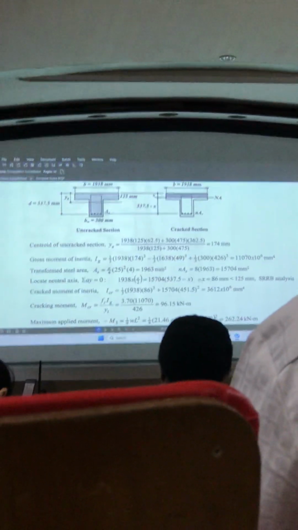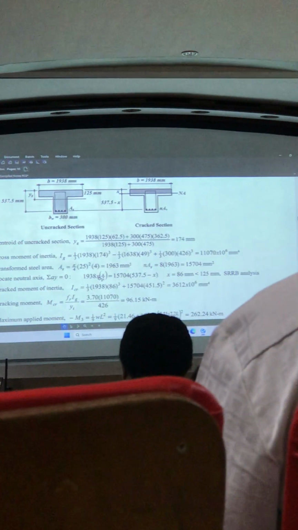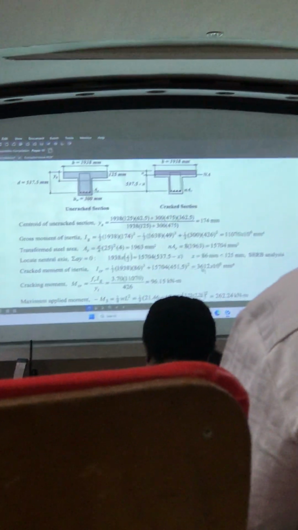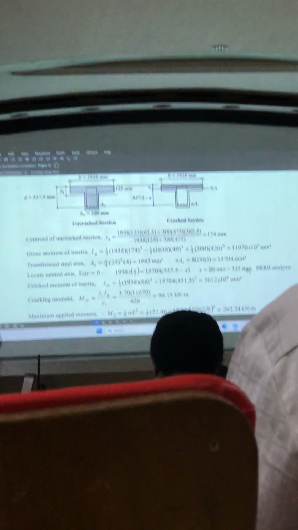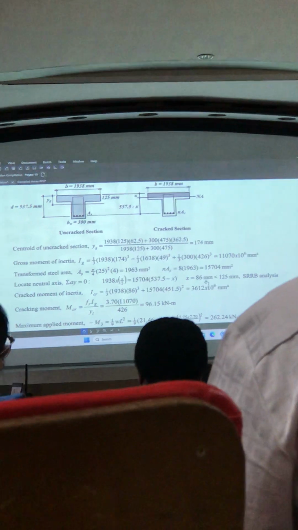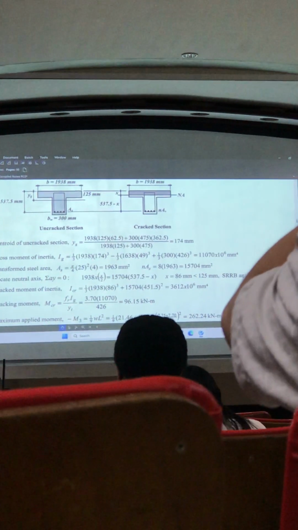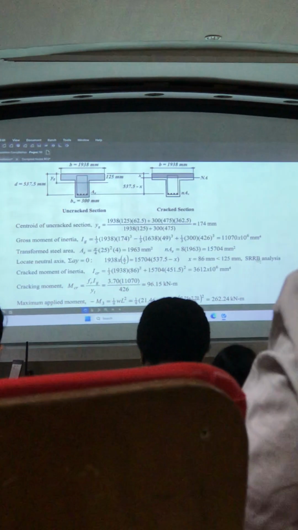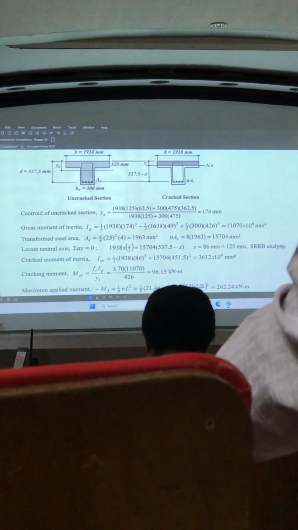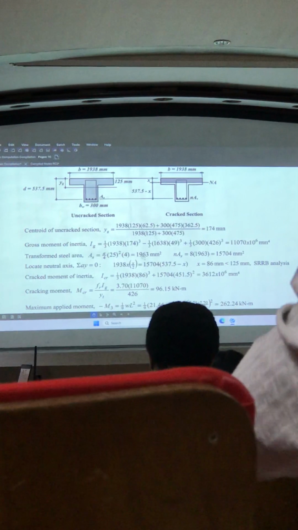X as the only unknown, so you can solve X by the quadratic formula. The depth is less than the slab thickness, therefore you have a simply reinforced beam analysis. But I think there is no bearing in the parts calculation here.